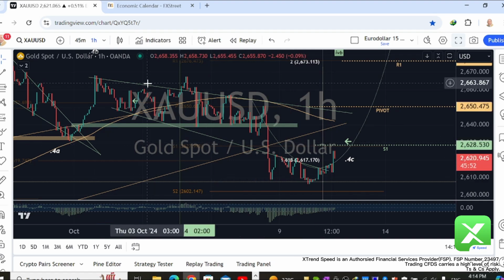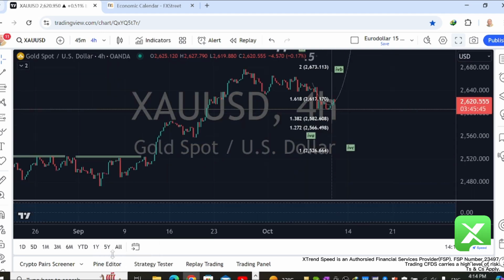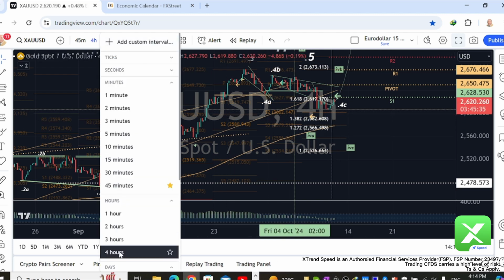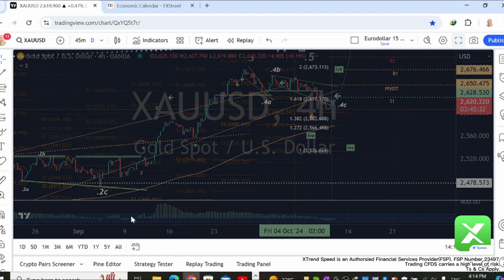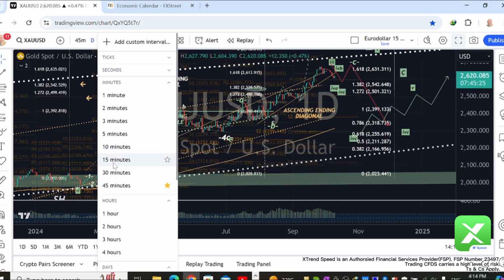Let's now check higher degree momentum to make sure that we're well supported. We have contained negative momentum on the 4 hours, so we really are in a 4C. But I believe the day and the week, the daily in particular, is still positive, so we shouldn't have any concerns. The day is very positive and above overbought. Let's take this back to 15 minutes now.